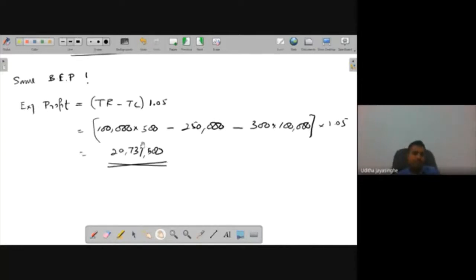So the revenue is going to come from, I think, the quantities given as 100,000. This is the selling price of 500. This is my fixed cost. This is my variable cost per unit, and multiply that by the number of items. You have to get an answer close to 20.7 million like this.